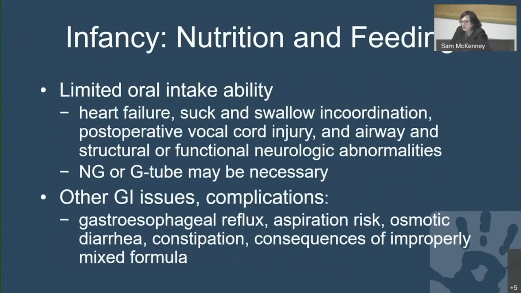Many of them have limited oral intake ability for a variety of reasons, including heart failure, suck and swallow incoordination, post-op vocal cord injury, airway issues, and structural or functional neurologic abnormalities. For a lot of these children, either a nasogastric tube or a G-tube may be necessary. Other GI issues or complications can be ongoing as well, including GE reflux, aspiration risk, osmotic diarrhea, potentially from high-calorie formula, constipation, and consequences of improperly mixed formula.